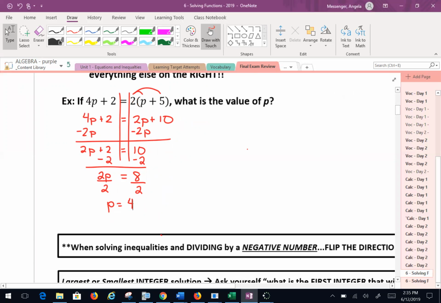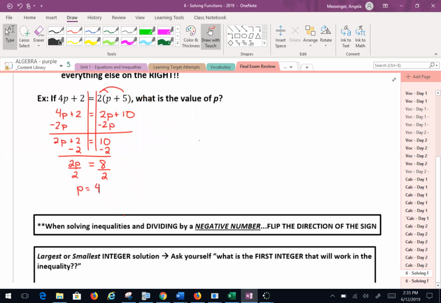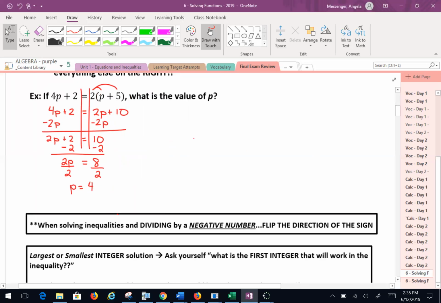You could always use your calculator to check whether you got the right answer, okay? Plug p back in or type these into y equals and see at 4, do they equal each other? Anything to add there, Mashenik? Okay.